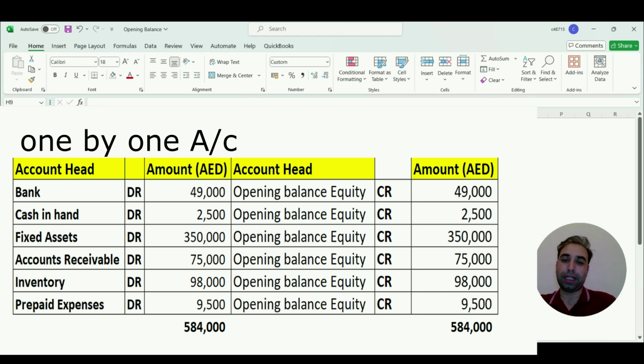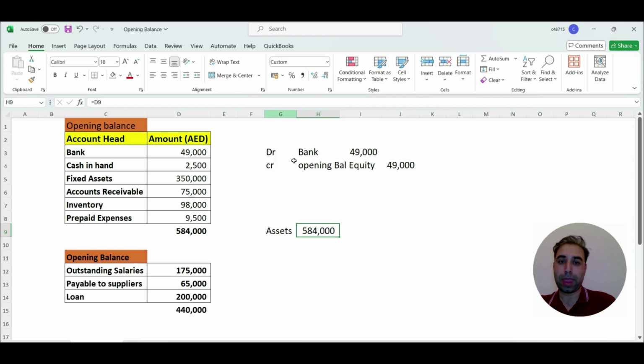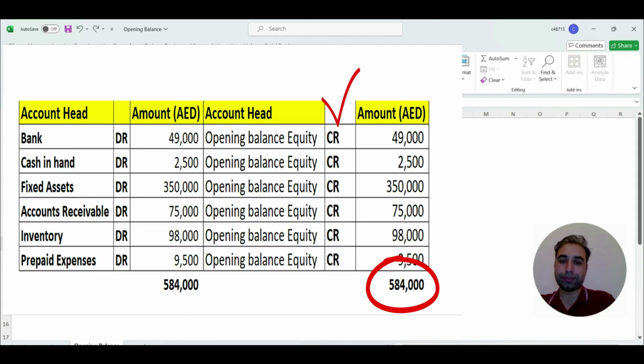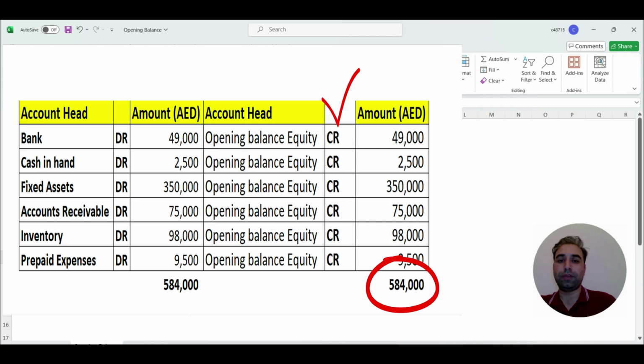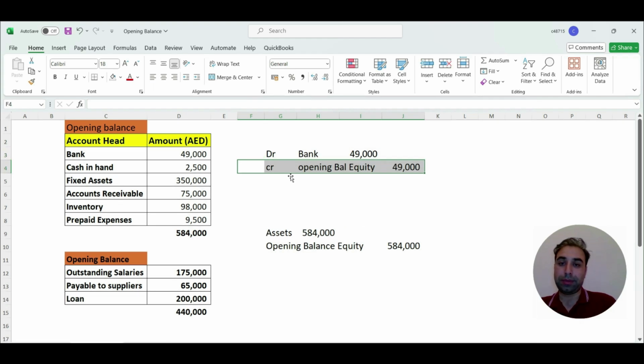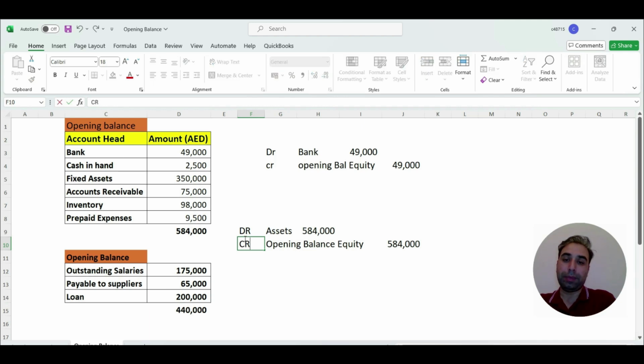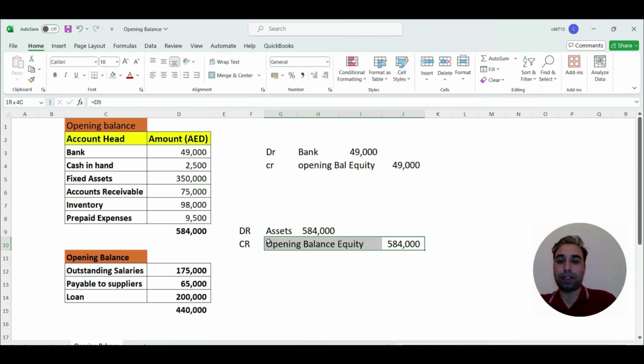So what will happen at the end, your assets will be debited with 584,000 and opening balance equity with 584,000. The assets' normal balance is debit, so assets is being debited and opening balance equity would be credit. Once you do all the entries for the rest of the accounts, at the end your assets account will be debited with 584,000 and your opening balance equity account will be credited with 584,000.